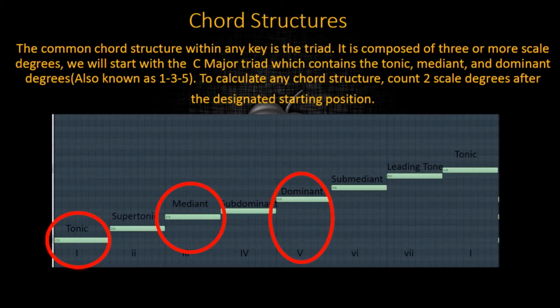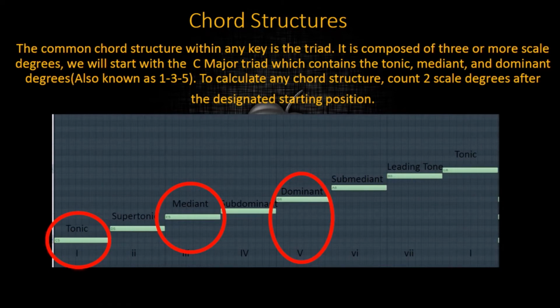The common chord structure with any key is the triad. It is composed of 3 or more scale degrees. We're going to use the C major triad in this example. It contains the tonic, as highlighted here, at number 1, our median and dominant degrees. So we're going to get comfortable using the cadence of 1, 3, 5. These are referring to the positions within the key signature and also within the chord structures relative to the key signature.